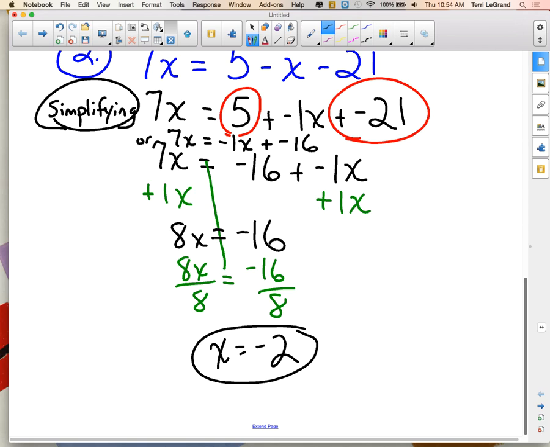Because why? Why is it a negative? Isaiah, why is it a negative? Yeah, because we're making a negative divided by a positive. When they are different signs, our answer is a negative, doesn't it?